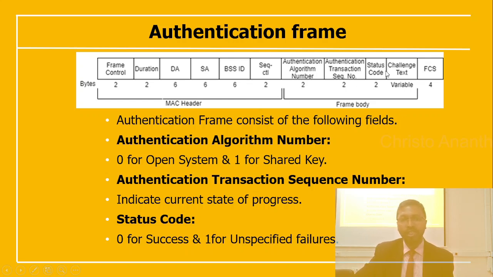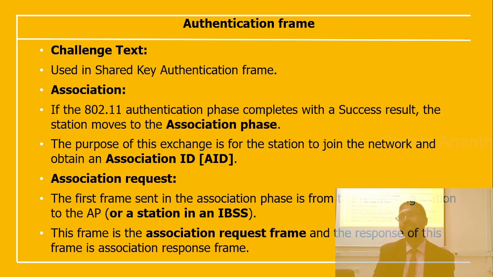This authentication frame has an authentication algorithm number, which is set to 0 for open system and 1 for shared key. The authentication transaction sequence number indicates the current state of progress. Then the status code: 0 means success, 1 means unspecified failure. Then we have the challenge text, which is used with the shared key authentication frame.